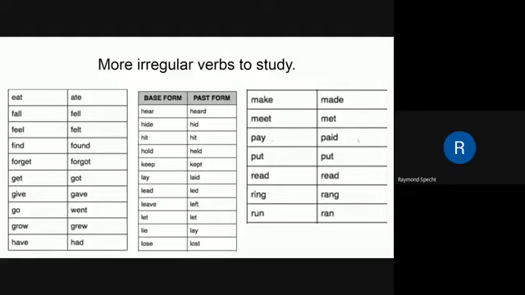Pay, paid. Put, put. Read, read. Same spelling, but different pronunciation. In its base form, read. If you've done it, I have read the book already. Ring, rang. Run, ran. Okay, you've got a big list here of irregular verbs.